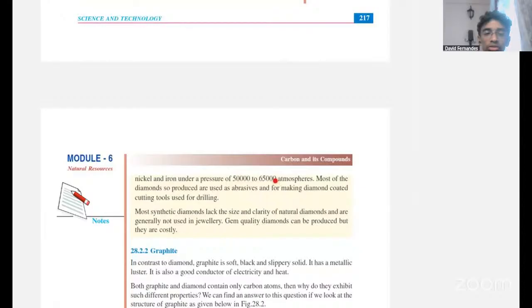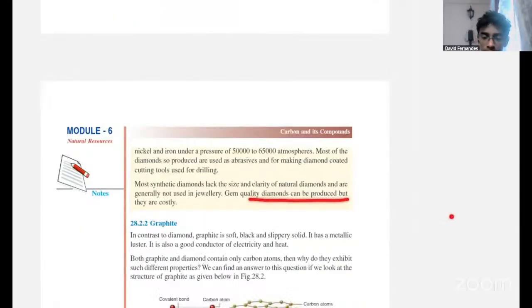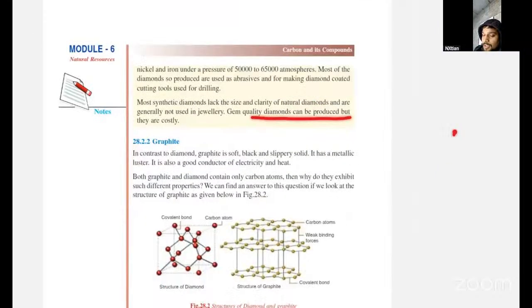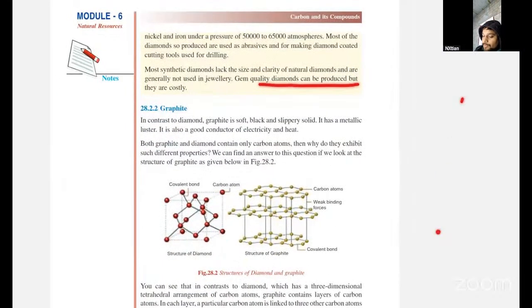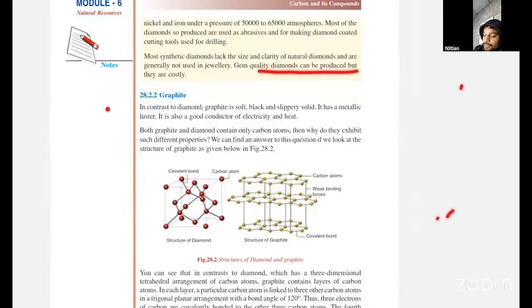Most of the diamonds so produced are used as abrasives and for making diamond coated cutting tools used for drilling. Most synthetic diamonds lack the size and clarity of natural diamonds and are generally not used in jewelry. Gem quality diamonds can be produced but they are costly. So they cost as much as natural diamonds, so nobody makes them. Now we'll read about graphite.